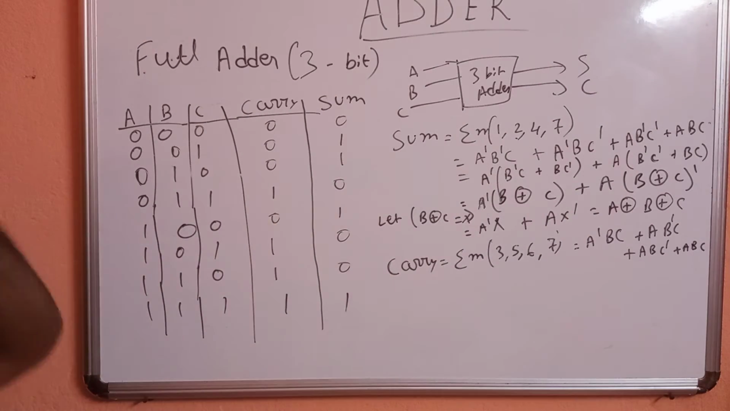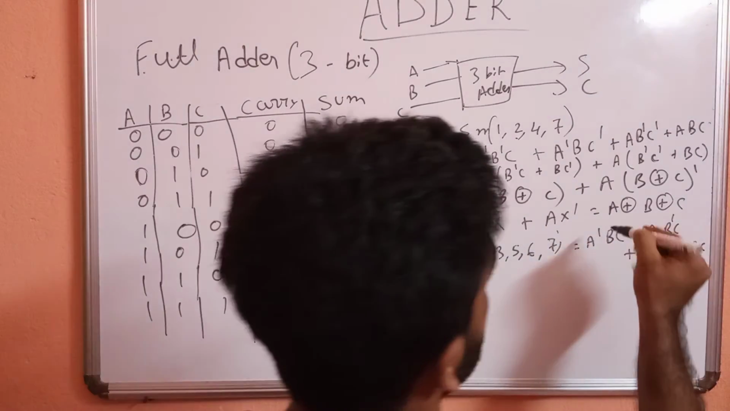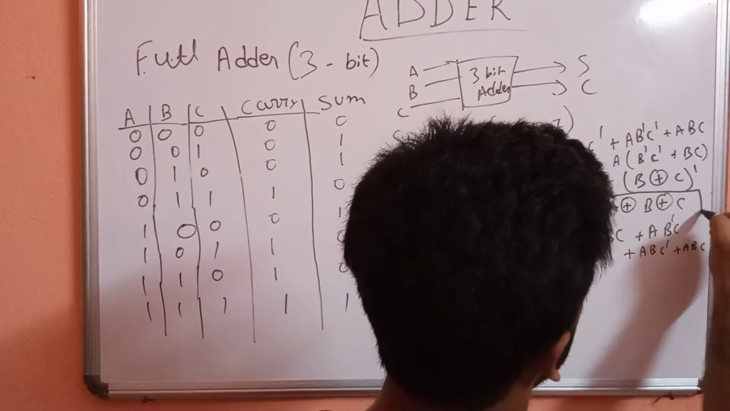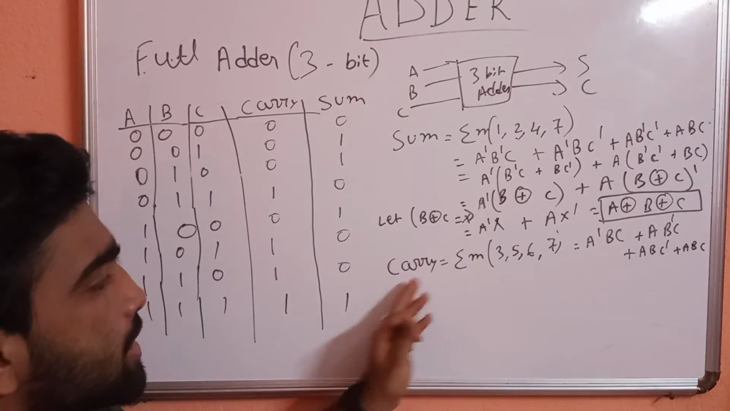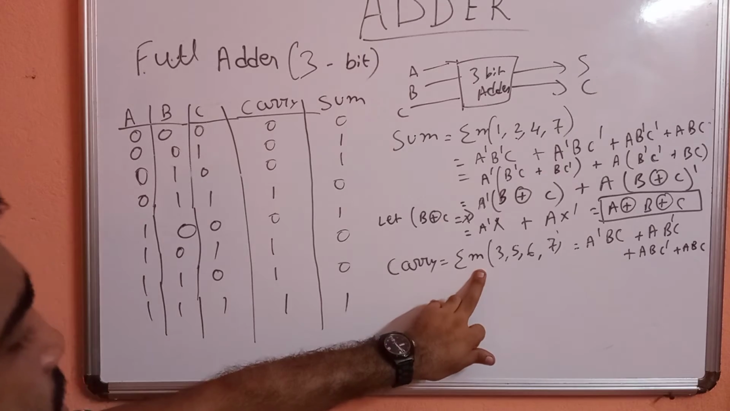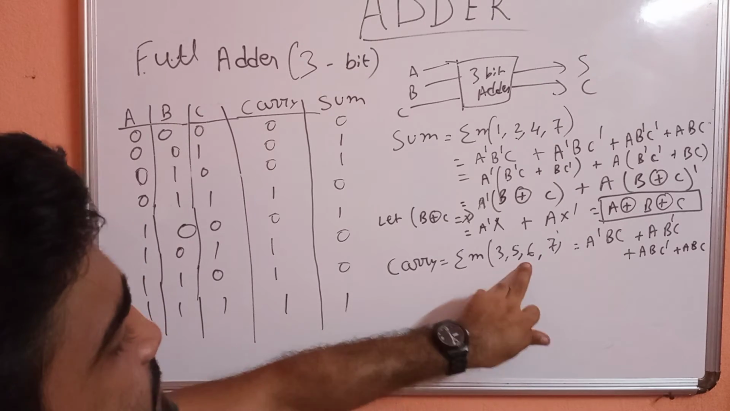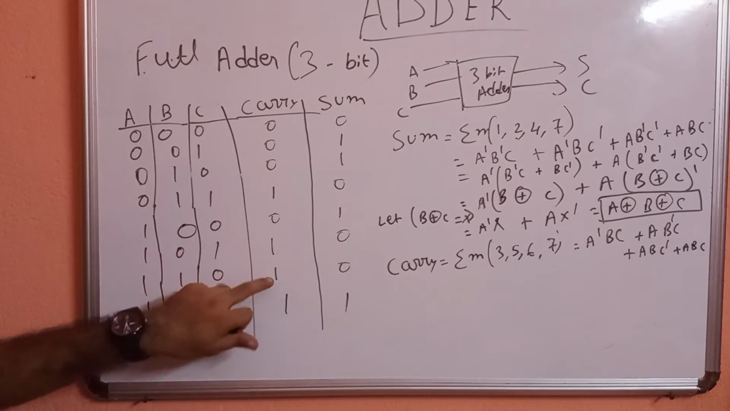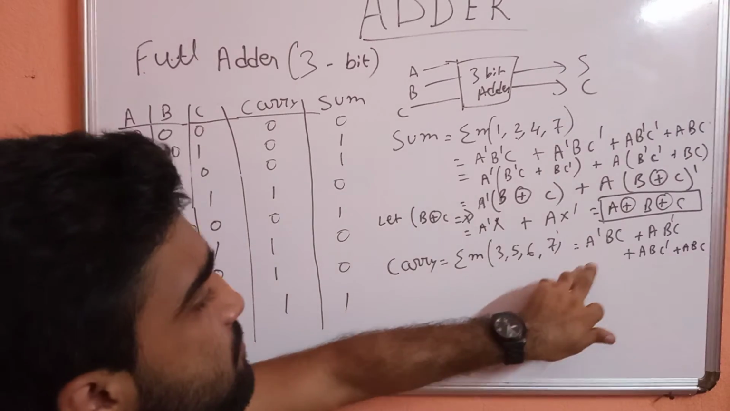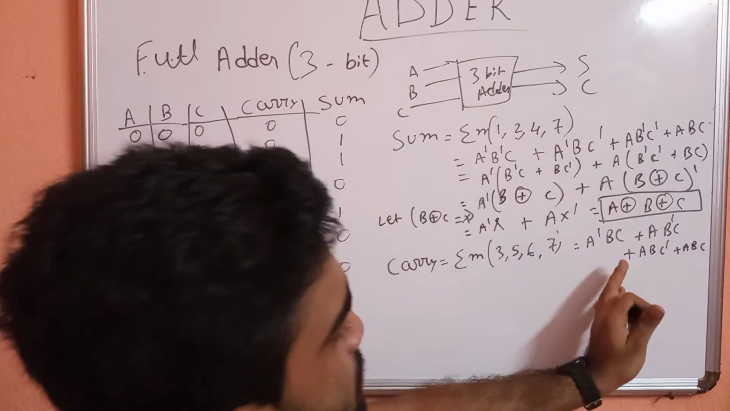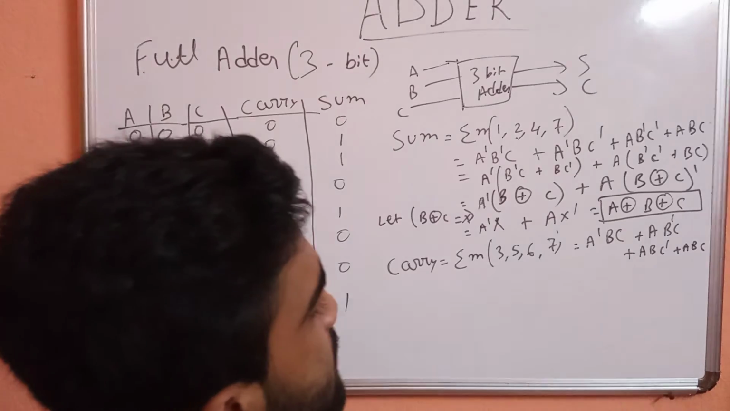Now, this is the expression for my sum. I am highlighting it. Okay, this is my expression for sum. Now carry. See the SOP expression for carry: minterms 3, 5, 6 and 7. Expression for the same, by doing the same method, we are getting this expression.